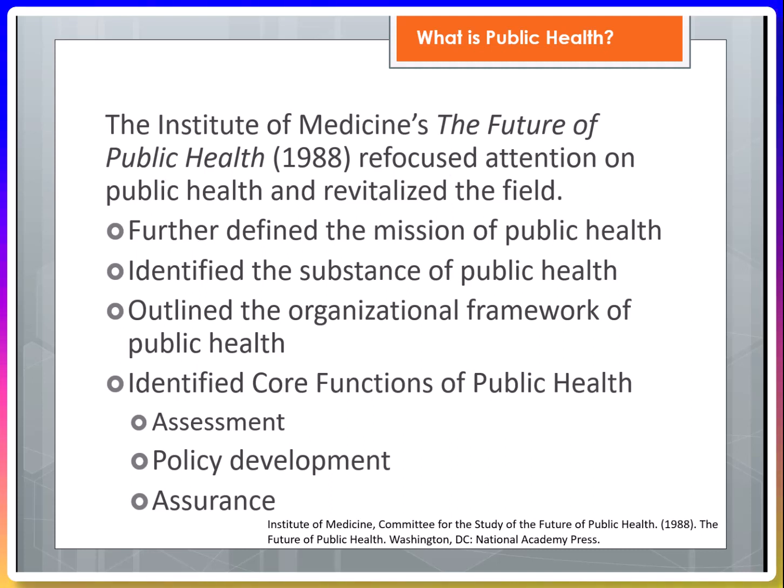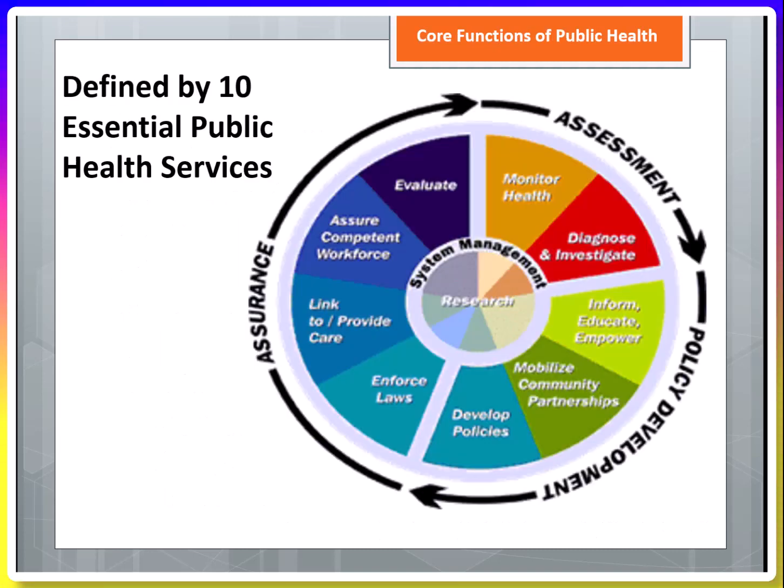So you can see that in this publication, they defined further the mission. They defined and identified the substance, outlined an organizational framework, and then they identified core functions of public health. These are assessment, policy development, and assurance. So let's look at the essential services and the core functions of public health. Here you can see on the outside of the wheel are the three core functions: assessment, policy development, and assurances. And then within the wheel, they're further broken down into 10 essential public health services.